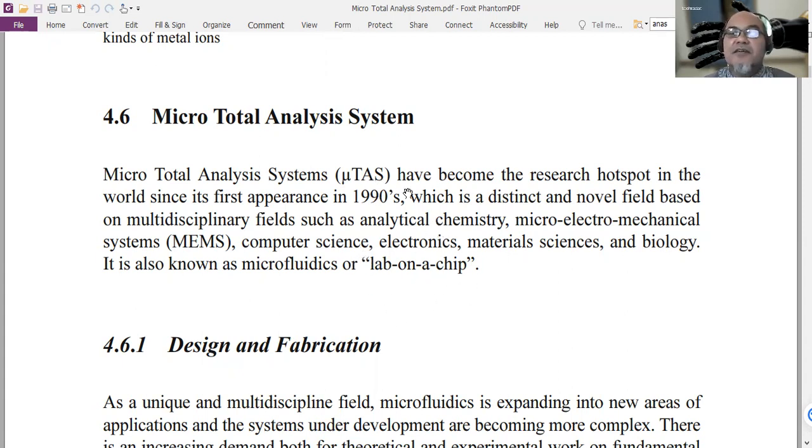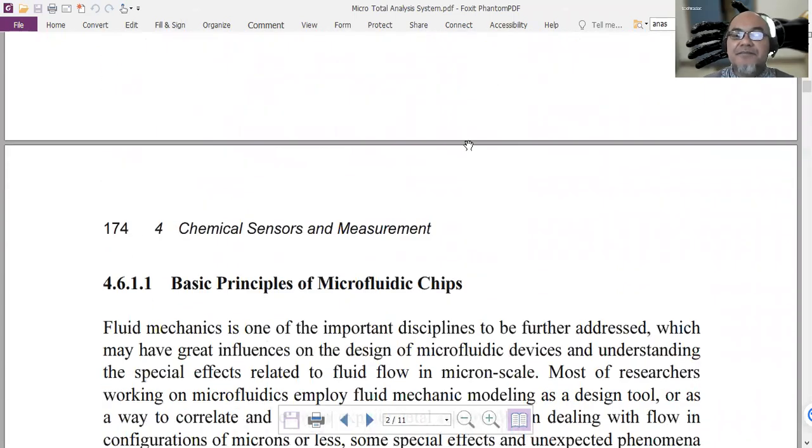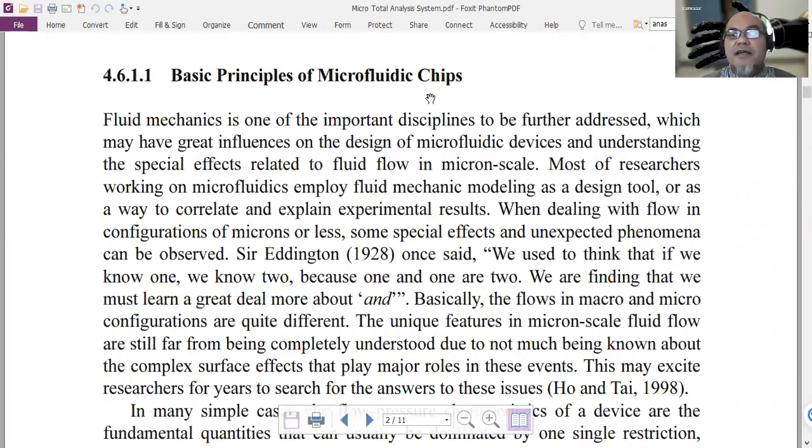So this originates in the 1990s, and they are evolving from the technology developed in microelectromechanical systems, MEMS, combined with analytical chemistry and electronics and material science. So in the basic principle of microfluidic chips, the difference is you operate liquid on a very small scale.